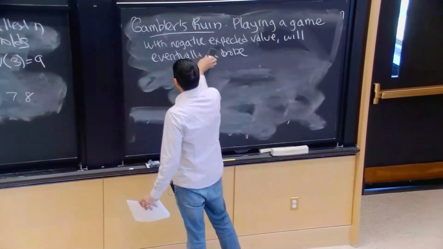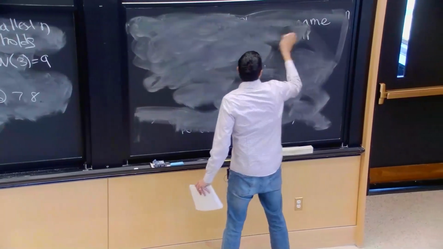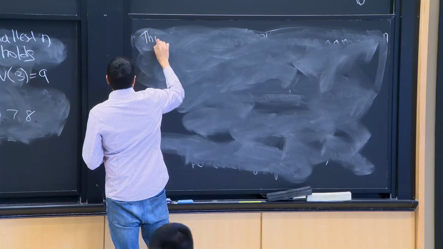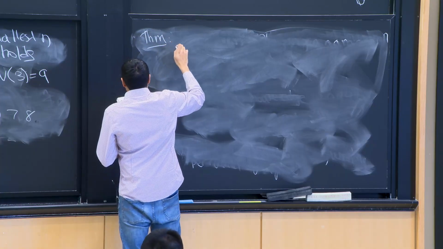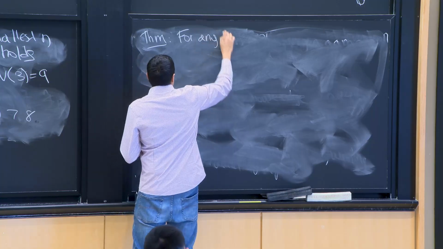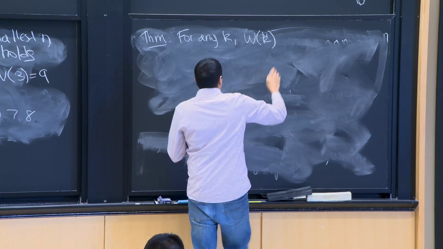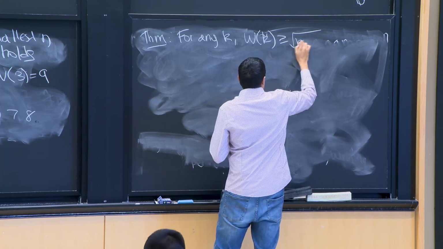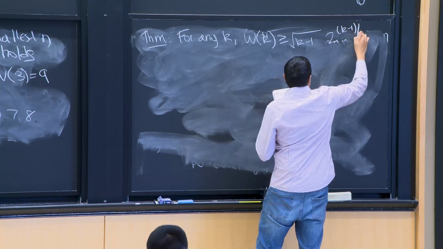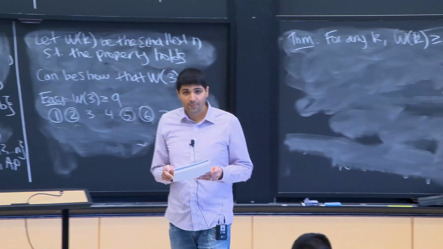So they won't be tight for small values, but they'll give us a good handle on how large the n needs to be in this van der Waerden's theorem. So here's the theorem we're going to prove in what remains. What I claim is that for any k, W of k, the smallest n such that this property holds, is at least square root of k minus 1 times 2 to the k minus 1 over 2. So that's the thing we're going to prove.